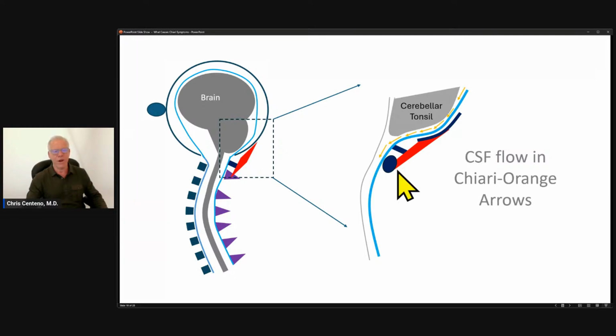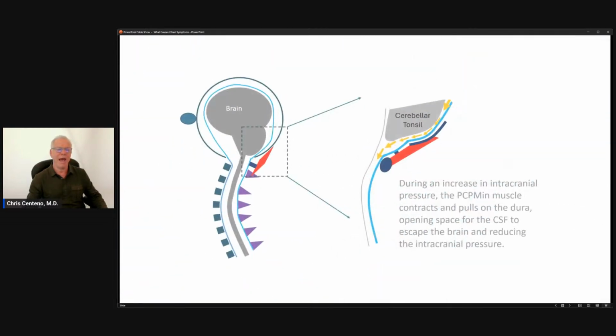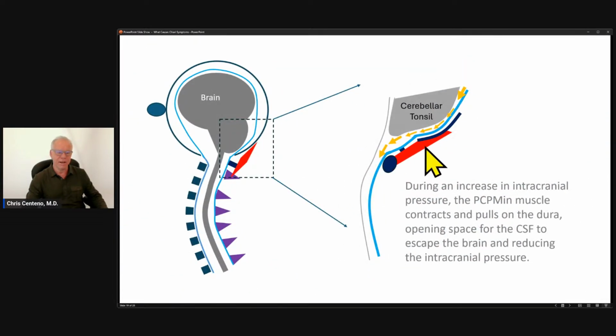Now, CSF flow in Chiari would be minimal flow getting past that descended cerebellar tonsil, right? That makes sense. That's that whole stopper effect that we tend to see. But interestingly enough, even when that stopper effect is present, it turns out that this rectus capitis posterior minor has a role to play. When you contract this muscle, it pulls that dura out of the way. And by pulling that dura out of the way, it allows flow to happen.